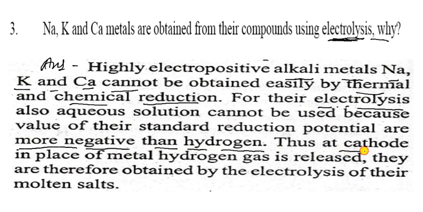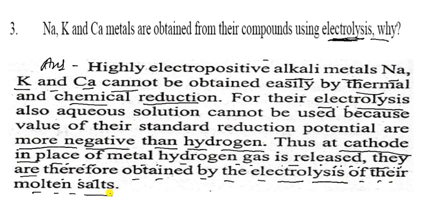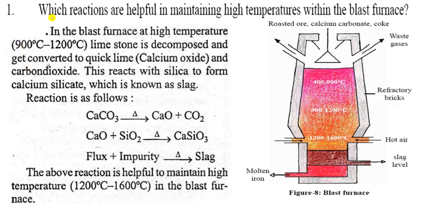For their electrolysis, aqueous solution also cannot be used because the values of their standard reduction potential are more negative than hydrogen. Thus, at cathode, in place of metal, hydrogen gas is released. So they are therefore obtained by the electrolysis process of their molten salts. Molten salts only, we use this. So that question is very important for the purpose of examination.